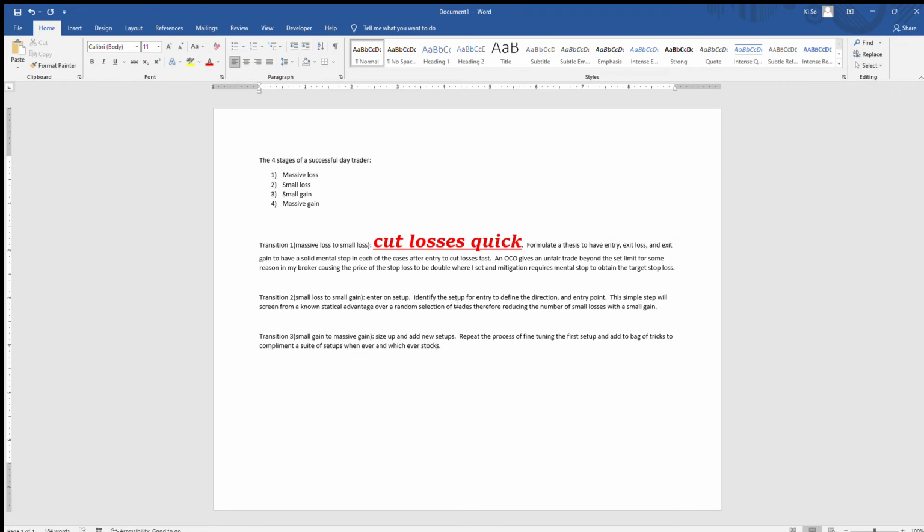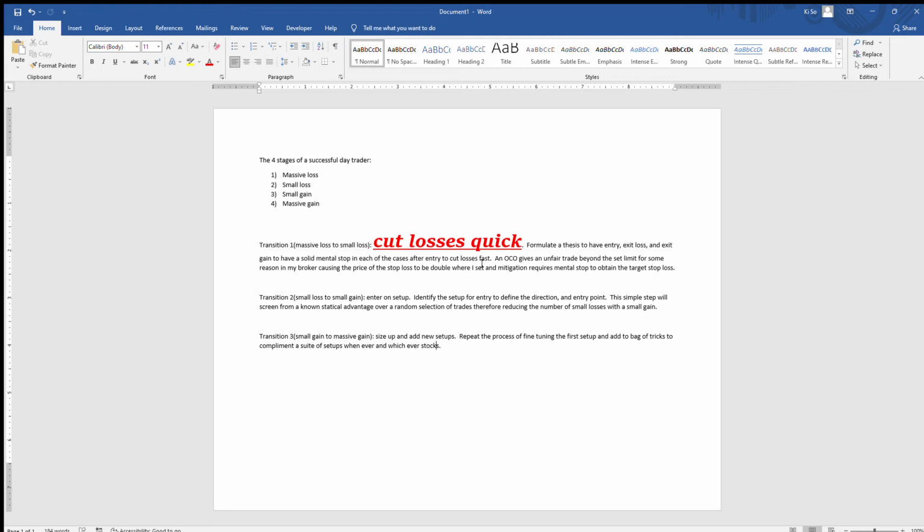If I do not get this, see all the pro traders, I don't know what they're doing, but this is probably the most important thing I need to take care of. And the reason why I'm making a video on this for myself in the future is that it's so critical. Cut losses quick. That is the first step that anybody should work on.